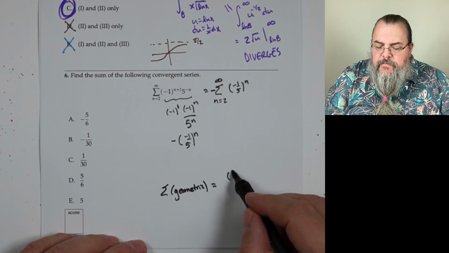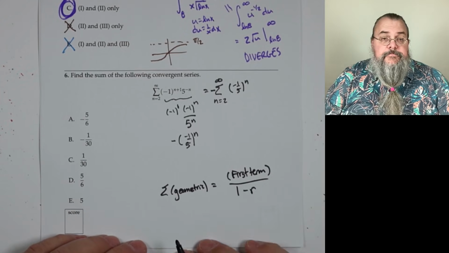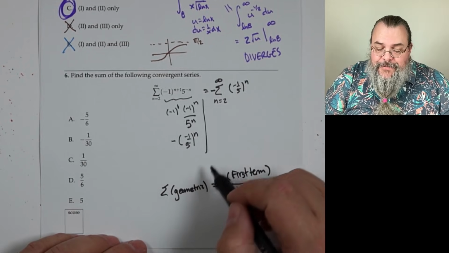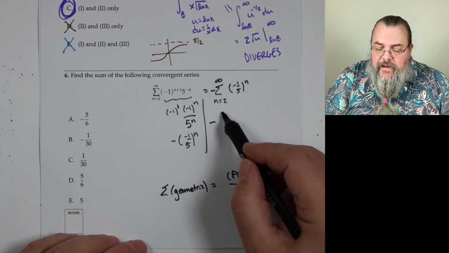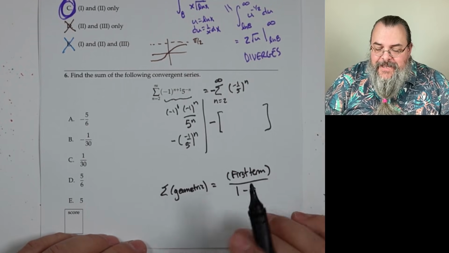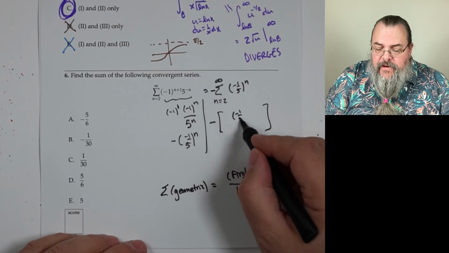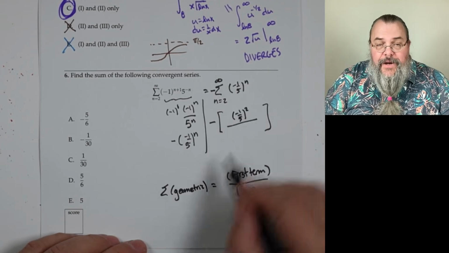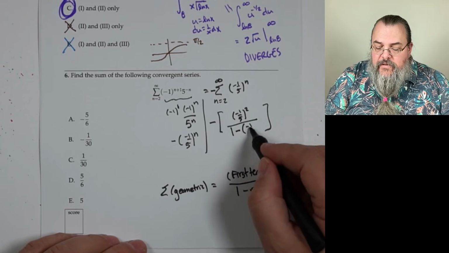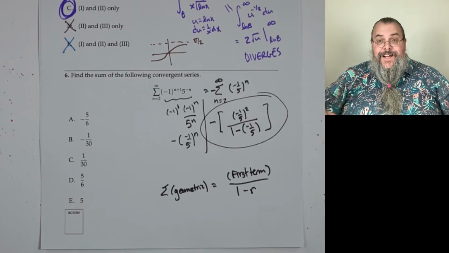It's the first term in your series over 1 minus r. Now, for us, what's the first term? So the minus is out there in the front. What's the first term? Be careful here. It's n equals 2. So the first term is minus 1/5 squared. Divide by 1 minus r, which is minus 1/5. Okay, so that is the answer.